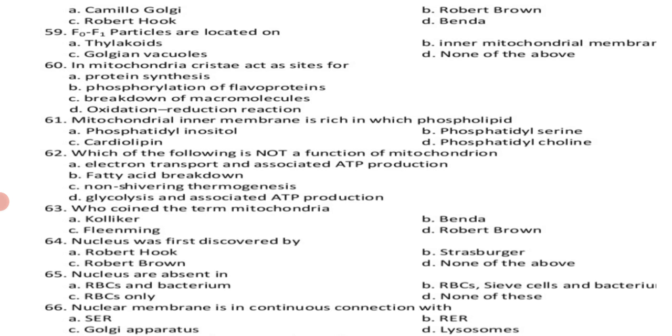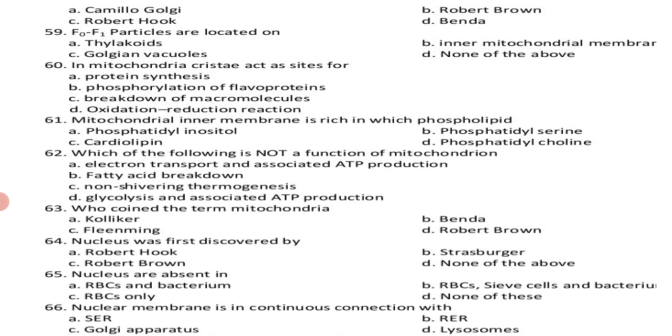Question number 61. Mitochondrial inner membrane is rich in which phospholipid? The mitochondrial inner membrane is rich in a phospholipid, that is cardiolipin. Option C is a correct answer. And cardiolipin is a hallmark lipid of the mitochondrial inner membrane. It is one kind of fat.